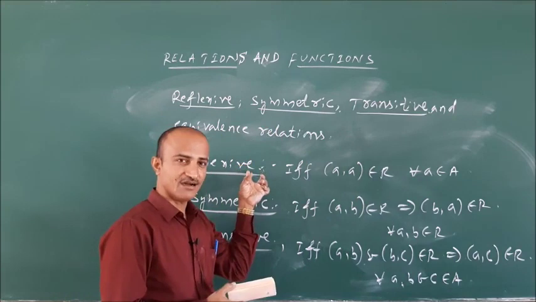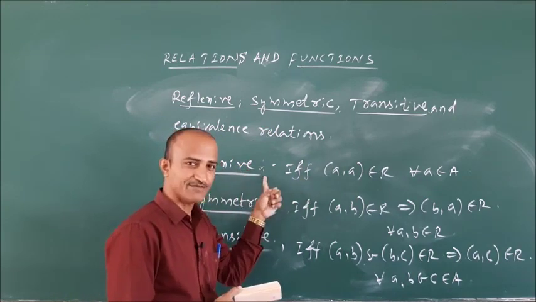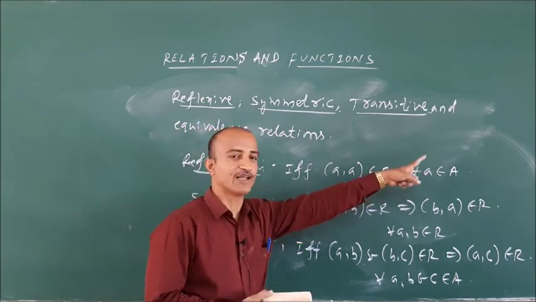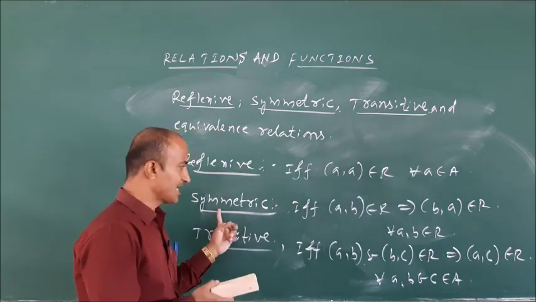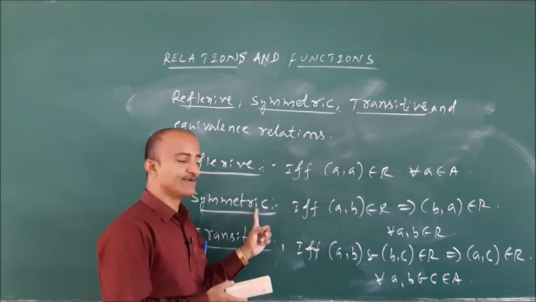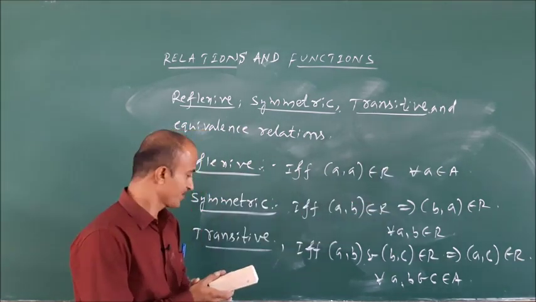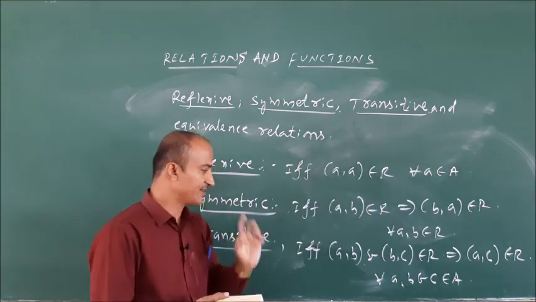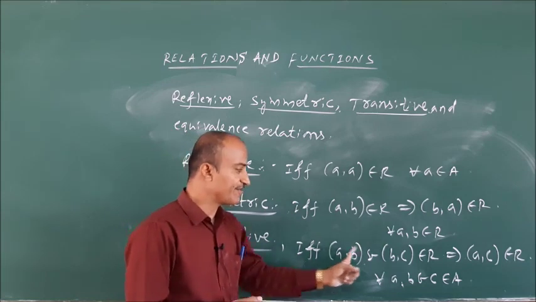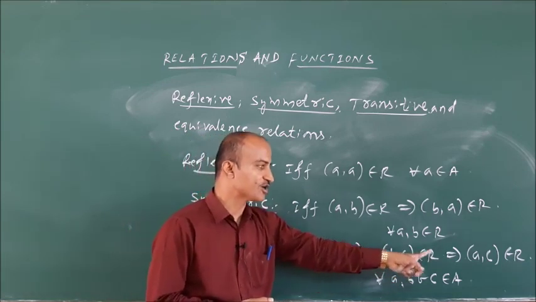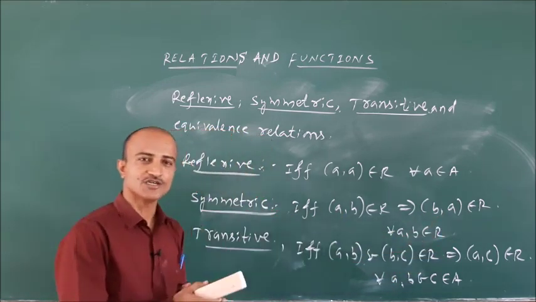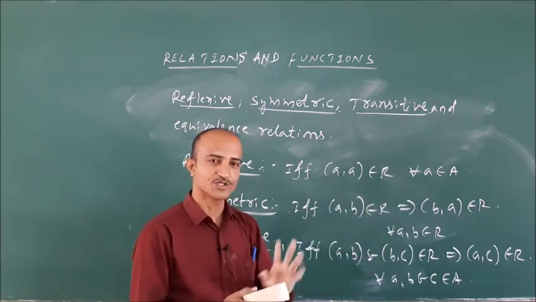A relation R in A is said to be reflexive if (a, a) belongs to R for all a belongs to A. A relation R in A is said to be symmetric if (a, b) belongs to R implies (b, a) belongs to R. A relation R in A is said to be transitive if (a, b) belongs to R and (b, c) belongs to R implies (a, c) belongs to R for all a, b, c belongs to A.